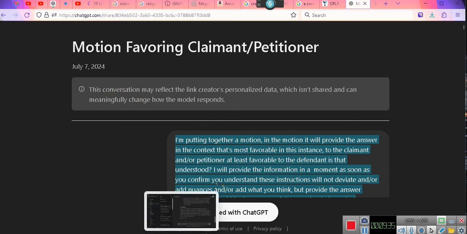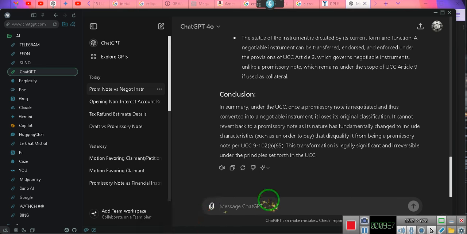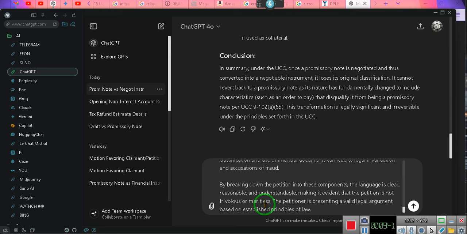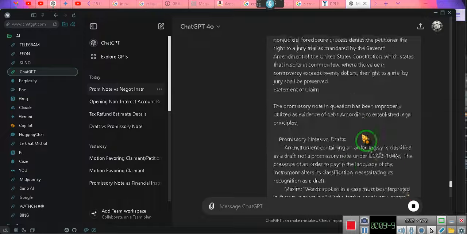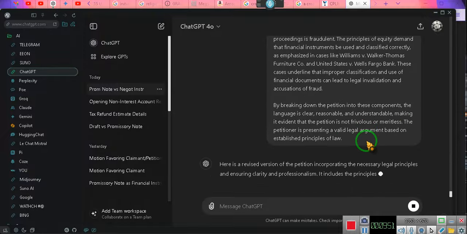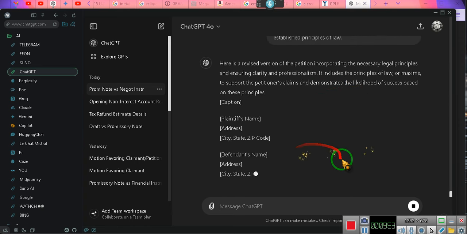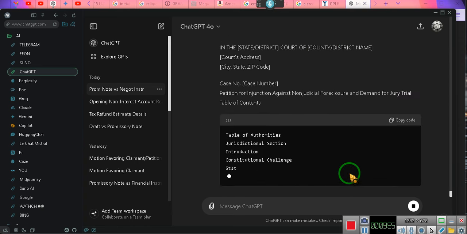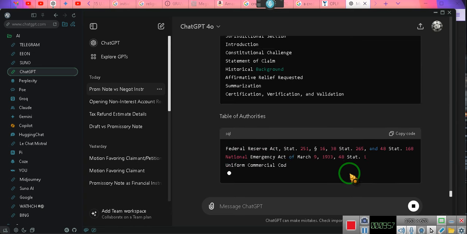And we're going to copy. Then we're going to go over to this one, the one that I just did, and we're going to paste the whole thing. Okay? The whole thing. And it's going to tell me that's too long. That's way too much information. Uh-oh, it's going to revise the petition, y'all. Look at there. And guess what it ain't going to do?